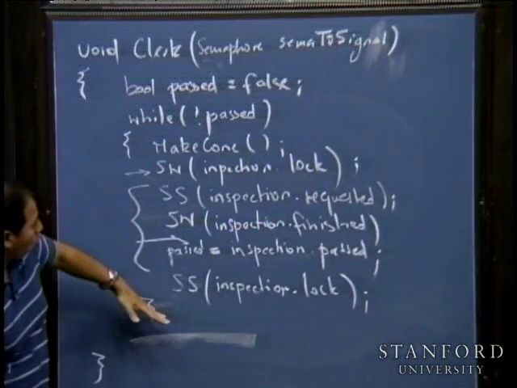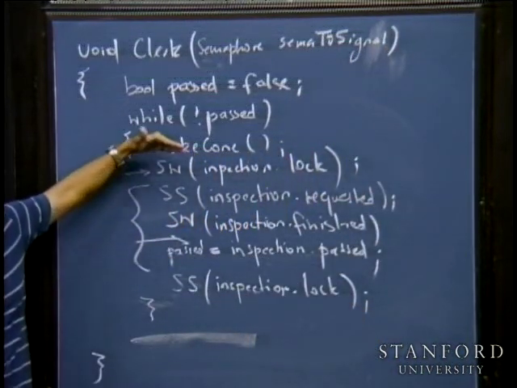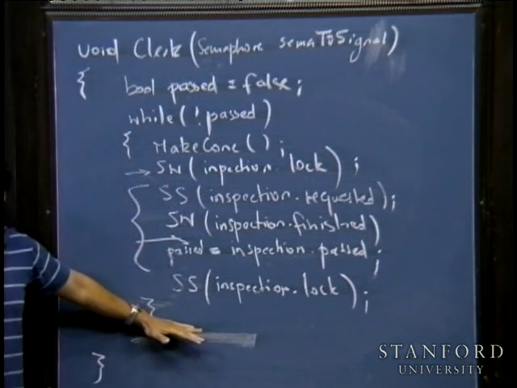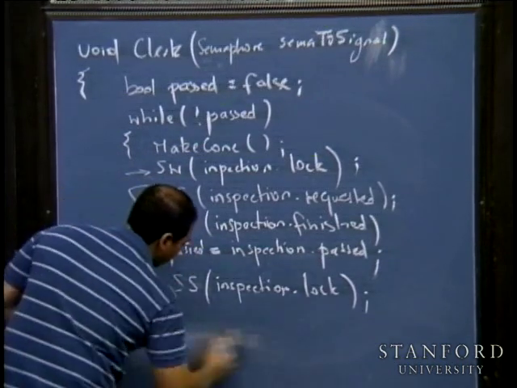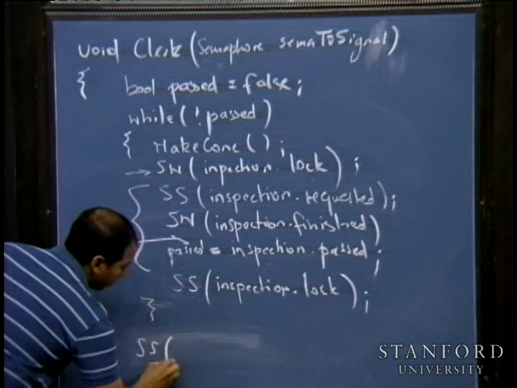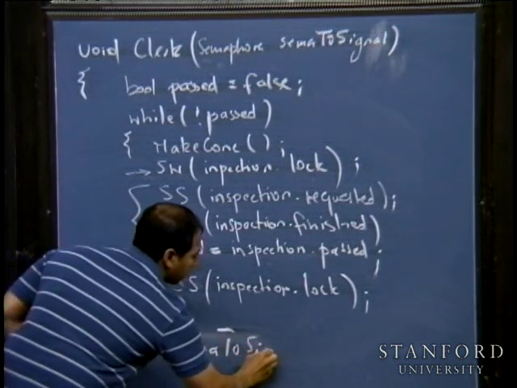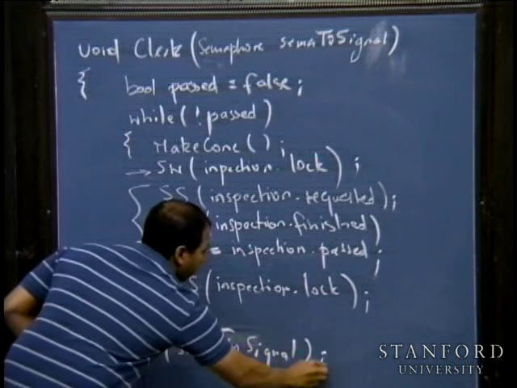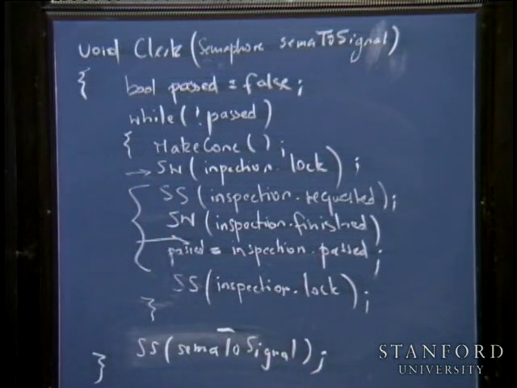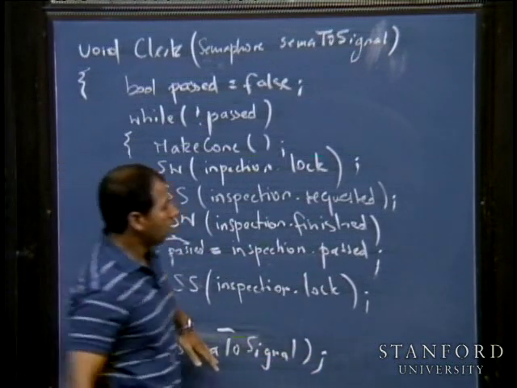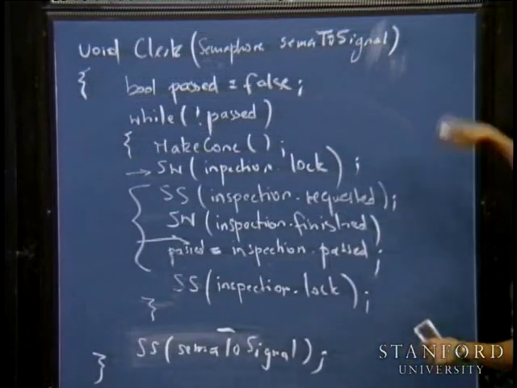And once it's done making the cone, inspecting it, and approving it, and it's all done, then you basically want to semaphore signal this sema to signal. Make sense? Now that's for the clerk. Now we're done with the clerk.